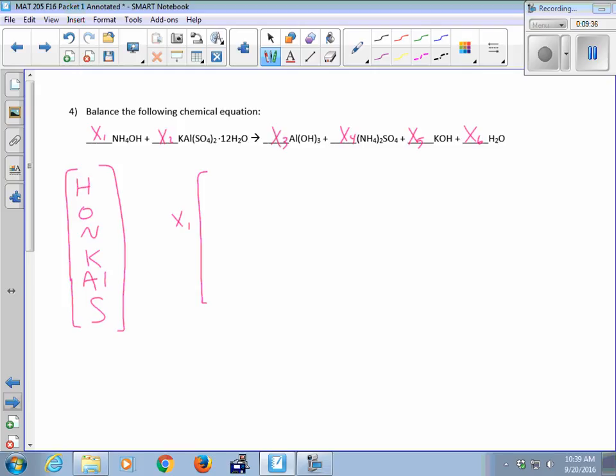So in this first molecule, NH4OH, how many H's do I have? 5. So I put a 5 there in the H spot. How many O's do I have? 1. How many N's? 1. K's? 0. Aluminums? That is aluminum, right? Making a fool of myself. Okay, good. S, 0. All right.